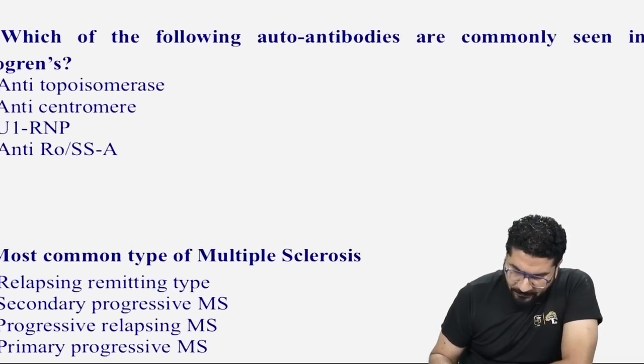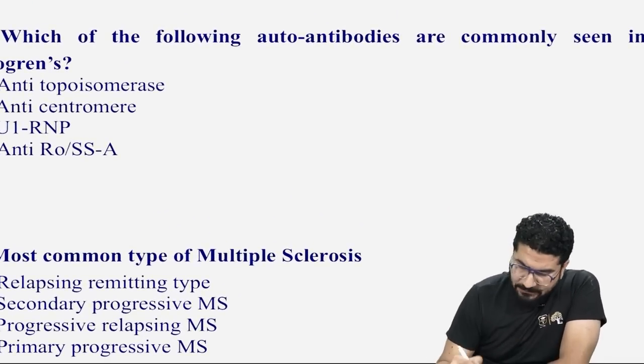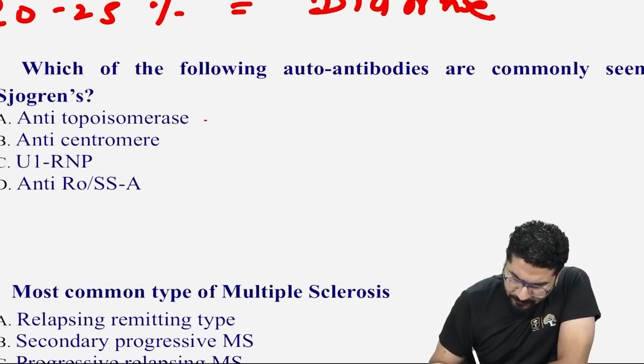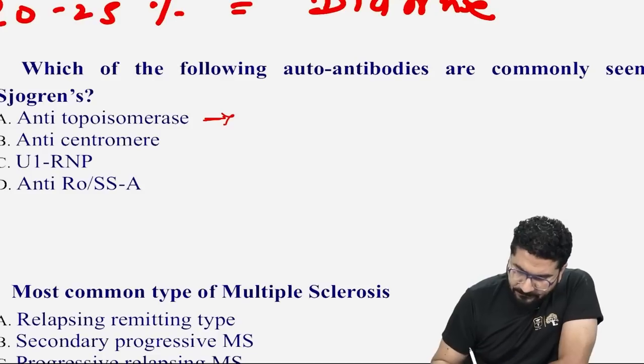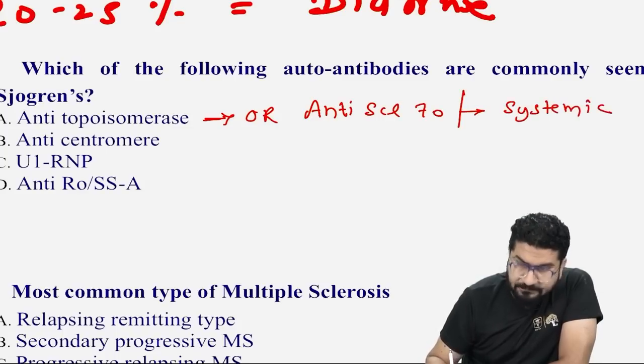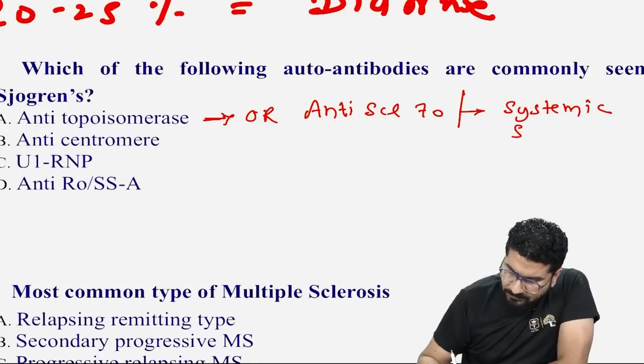The following antibodies are commonly seen in Sjogren syndrome. Let us see this question: in Sjogren syndrome, what antibody will you see? If I start with anti-topoisomerase antibody, this is also called, by its commercial name, anti-Scl-70, and this is seen in systemic sclerosis. Systemic sclerosis is the systemic form of scleroderma.